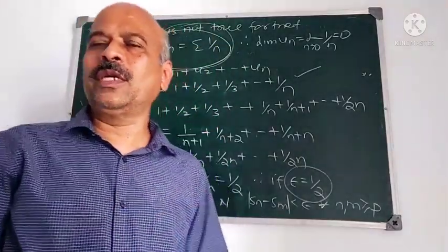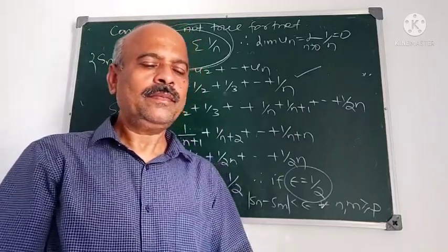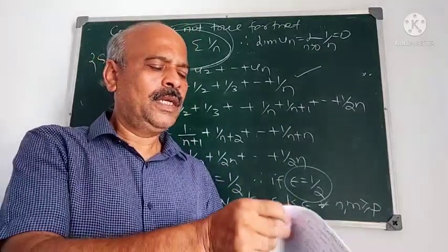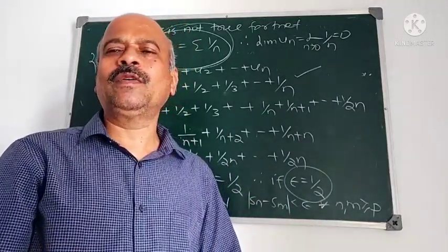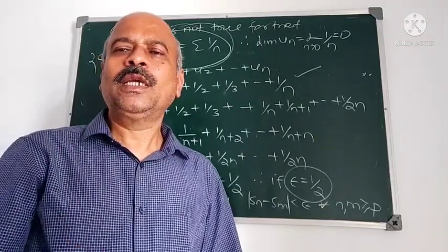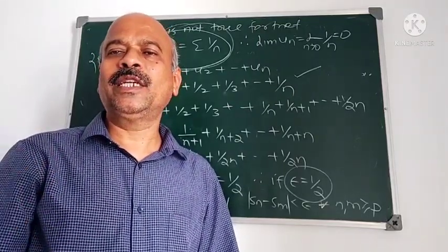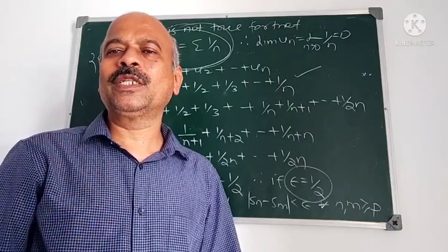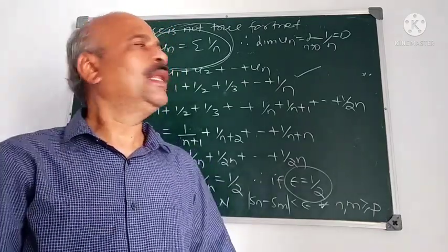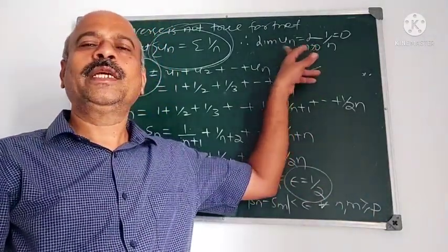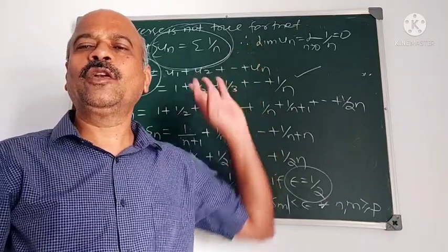So the result is important. What is the result? If a series sigma un converges, then limit un is 0. But the converse is not true. What is the converse? If limit un is 0, then sigma un need not converge.